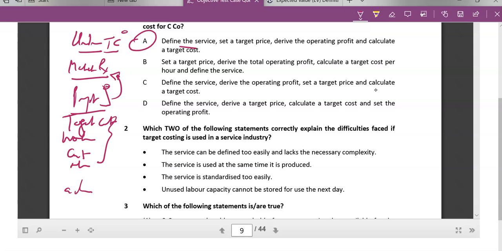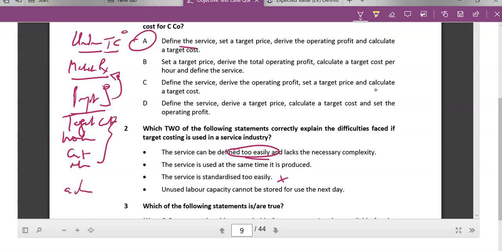Then this says here, which two of the following correctly explain the difficulties, especially in the service industry? Well, in a way, they almost made this easy for you, because they say the service is standardized easily. It's very difficult to standardize. We just saw that situation where you have this business trying to clean out a specialist restaurant or a hotel or whatever it is. These unique scenarios. You cannot easily standardize the service. It says the service can be defined too easily. Again, it almost gives you a chance here, because you cannot standardize services. The standard is very difficult.